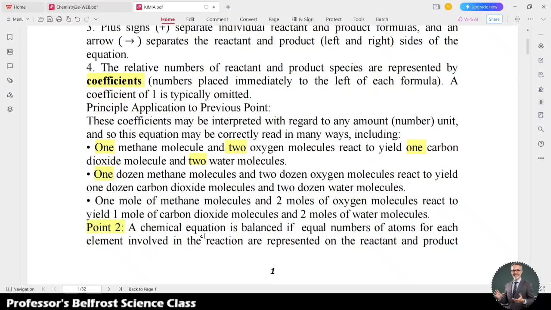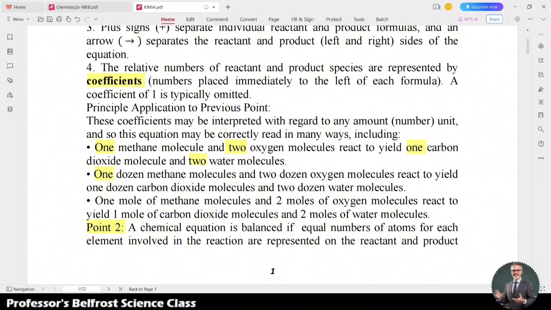Now point two. Now we enter the realm of the chemical equation. So when we are dealing with chemistry, we are discussing chemical equations. So what is a chemical equation that is balanced? A chemical equation is said to be balanced if equal numbers of atoms for each element are involved in the reactants and products.